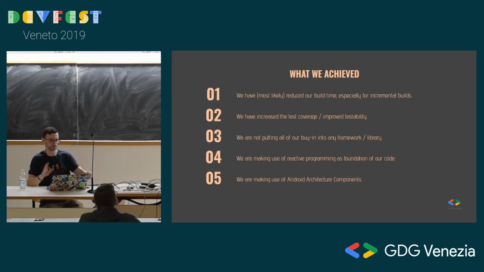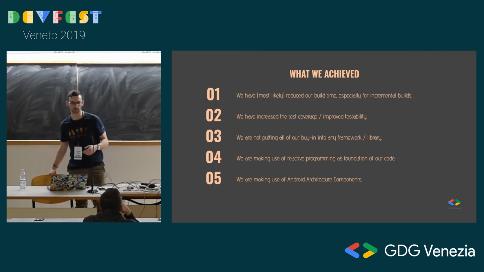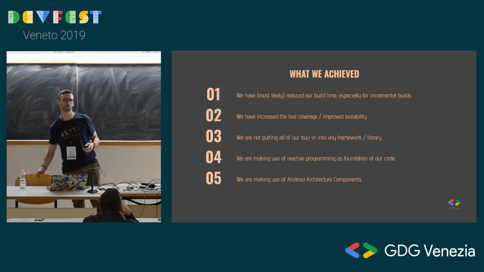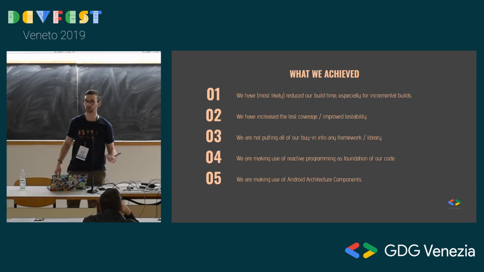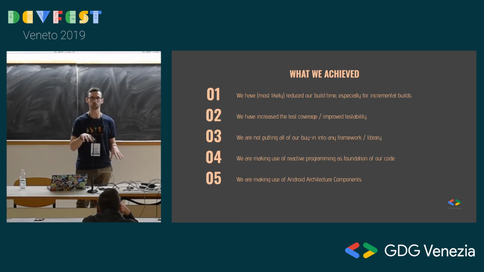So basically, a 5x5. What did we achieve in here? We have most likely reduced our build time, especially for incremental builds. For clean builds, it can be or not be the case because of parallel execution or anything like that. We have increased the test coverage, or at least the testability of our pieces of code. And we are not putting all of our buy-in into our specific implementation or library or anything.